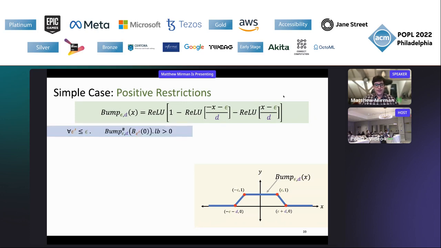So we want to verify that this bump function has 2 properties. The first of these properties is that for all epsilon prime smaller than epsilon, if we give the bump function an interval of size epsilon prime around 0, its lower bound is still going to be greater than 0. So we would have been able to prove our property. So we can see this using a sanity check on a simple bump function instead of proving it in detail here.